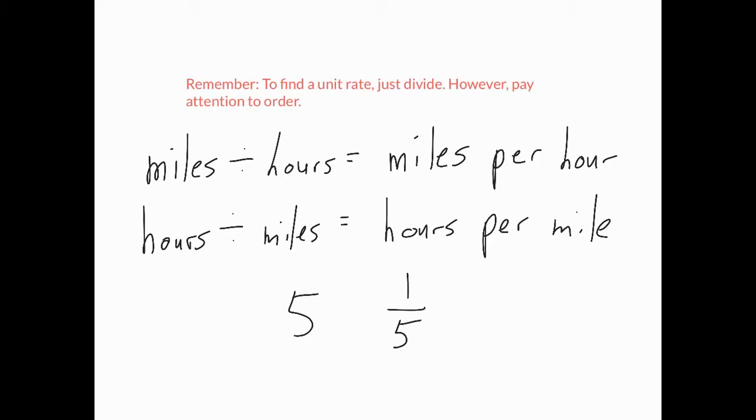And by the way, the same thing applies to other fractions. If the correct answer for the unit rate, let's just say off the top of my head, should have been 3/7, if you divided in the wrong order, then you would get an answer of 7/3.